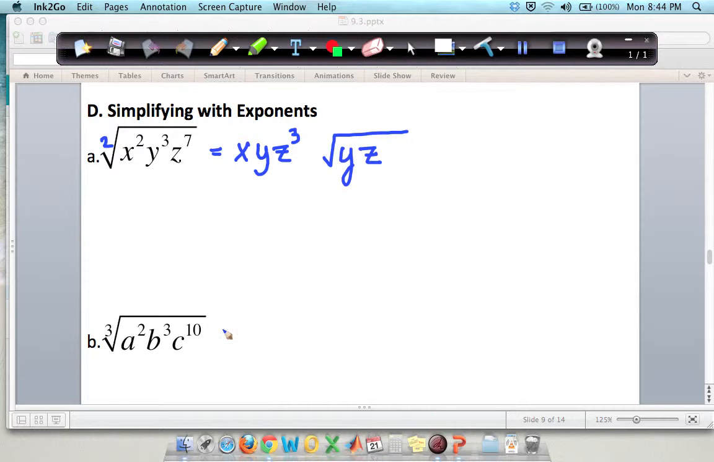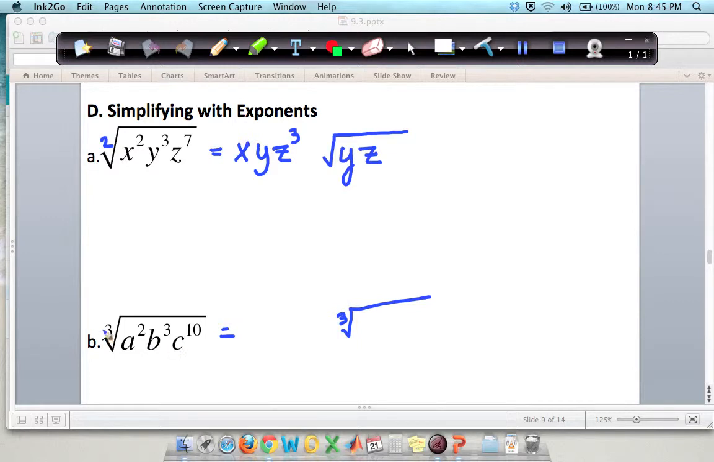Okay, so let's do the same thing with this example below. Now remember, there could be a number in front of here, and then I would just simplify the number and the variable separately. So the number's just like we did before, and the variable's the way I'm showing you now. So this is a cubed root. I can see 3 does not go into 2 and 10 evenly, so I'm going to have a remainder. So I'm going to write that cubed root here.